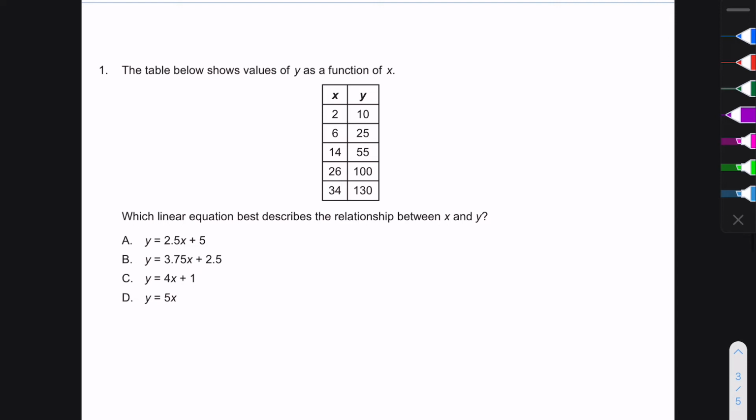All right, the table below shows values of y as a function of x. It says, which linear equation best describes the relationship between x and y? The good thing to know is that they are all linear equations. So we're not looking at a situation where the table is changing by a not constant amount.